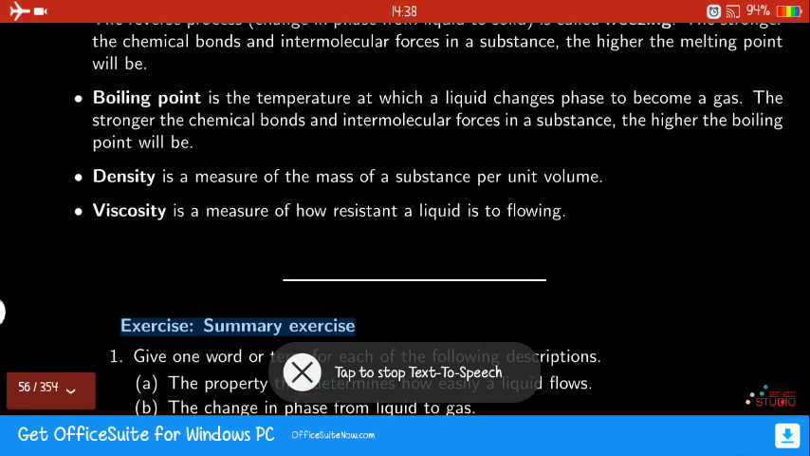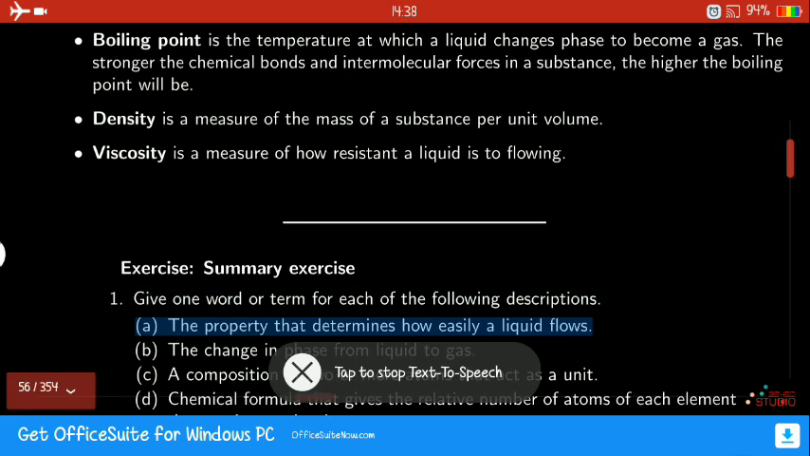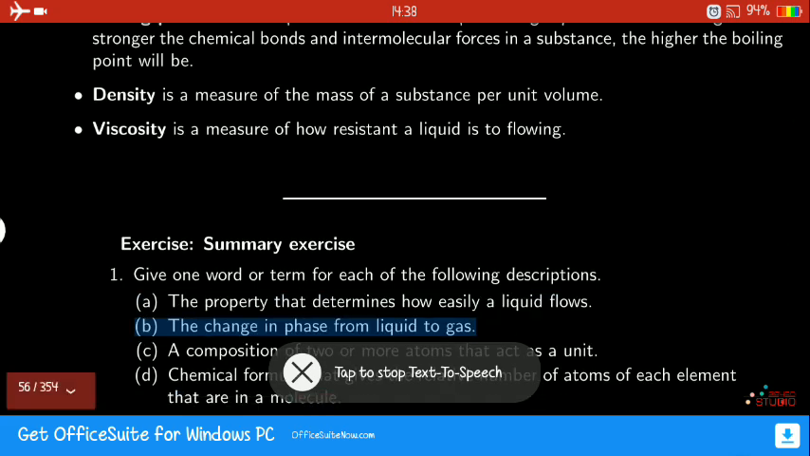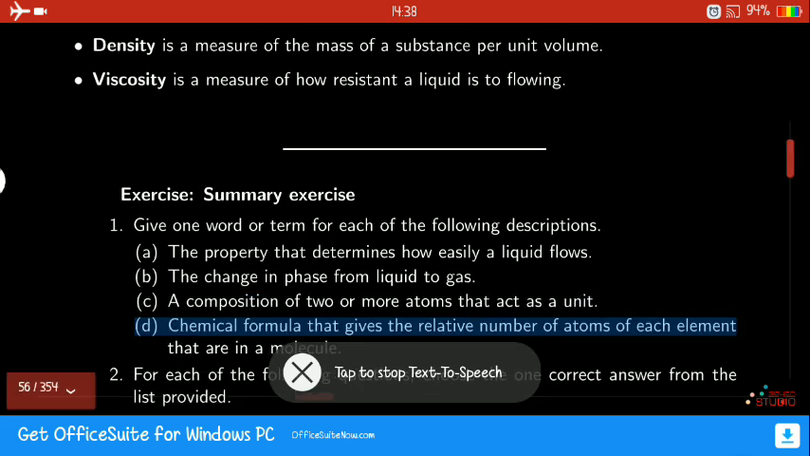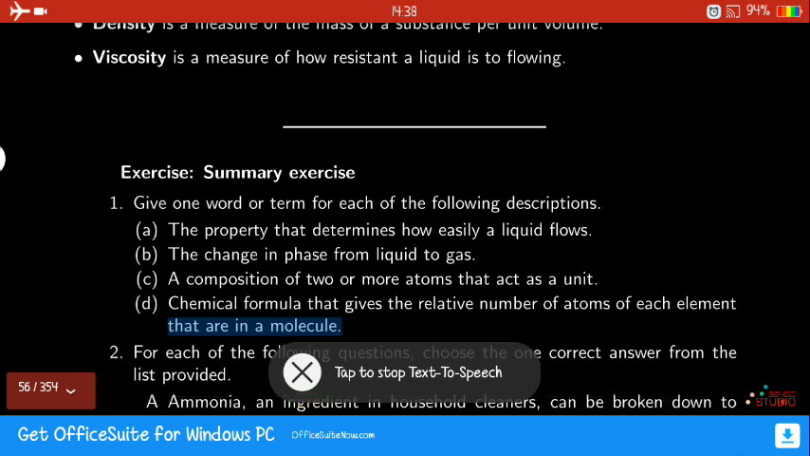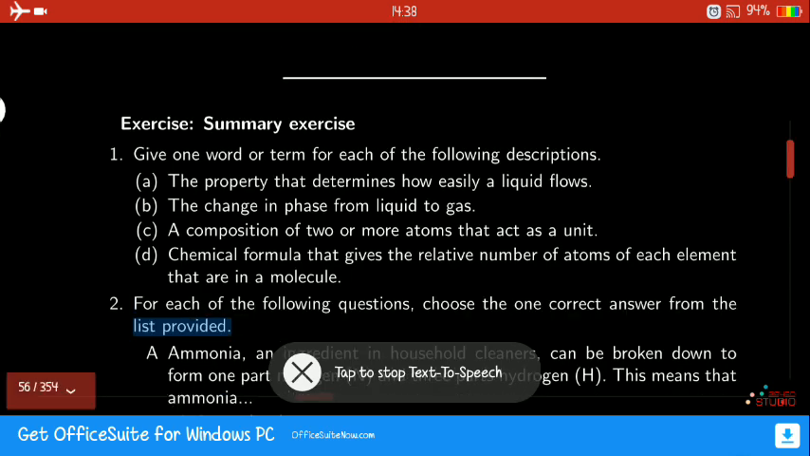Summary exercise. 1. Give one word or term for each of the following descriptions. A. The property that determines how easily a liquid flows. B. The change in phase from liquid to gas. C. A composition of two or more atoms that act as a unit. D. Chemical formula that gives the relative number of atoms of each element that are in a molecule. 2. For each of the following questions, choose the one correct answer from the list provided.